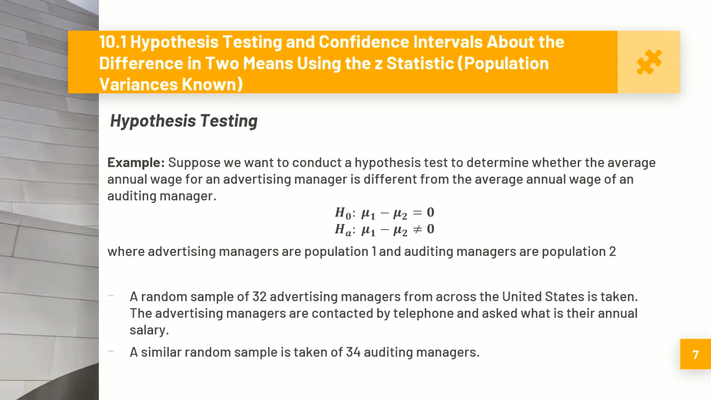To illustrate, suppose you want to conduct a hypothesis test to determine whether the average annual wage for an advertising manager is different from the average annual wage of an auditing manager, where your advertising managers would be your population 1 and your auditing managers would be your population 2. So your null hypothesis would be the average salary for advertising managers is equal to the average salary of your auditing managers, and your alternative hypothesis is that their salaries are not equal. A random sample of 32 advertising managers from across the United States is taken, and a similar random sample of 34 auditing managers was chosen.